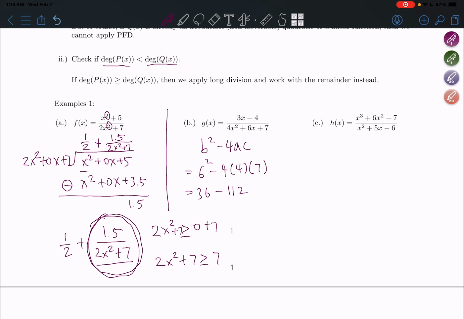Okay. Either way, the point is this is going to be negative. Now we know that if the discriminant is negative, then the quadratic formula is going to give you two complex numbers, right? Which once again means there's no real value x that's going to give me a 0. That's another way of saying this quadratic is not factorable. So you cannot apply the partial fraction decomposition in this case.